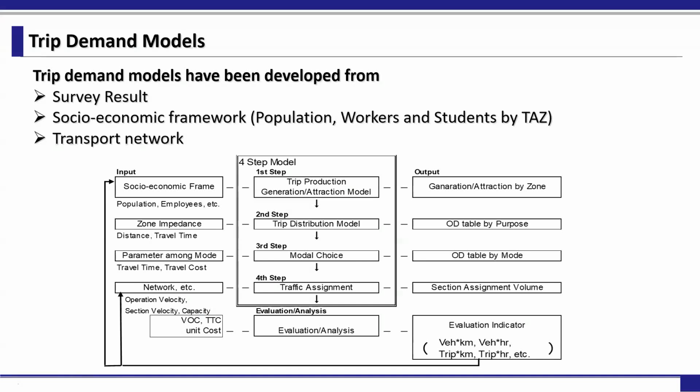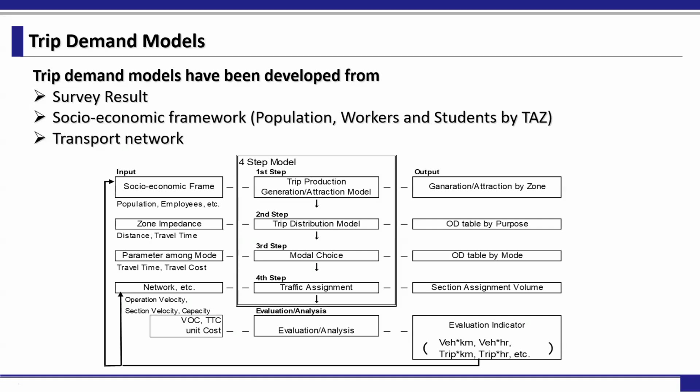This is just a flow of the trip, the so-called conventional trip demand forecasting models called four-step models. The trip demand models have been developed from the following items. One is the traffic survey result, including the person trip surveys, then the complementary traffic count survey. And the second one is a socio-economic framework. This is populations, workers, and students, and residents at daytime by traffic zone.